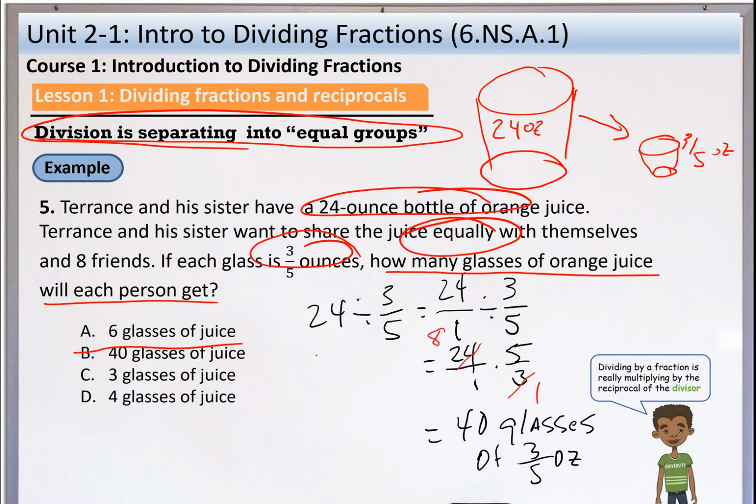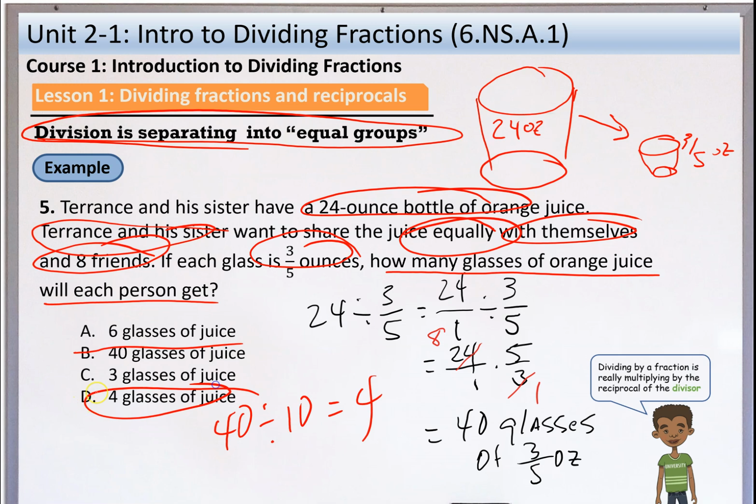The question was, how many glasses per person? Well, how many people are there? If you said 8, you're not quite right. There are 10 because it says Terrence and his sister with the 8 friends. That's 10 people. So I take 40, divide by 10, and I get everybody gets 4 glasses of juice.